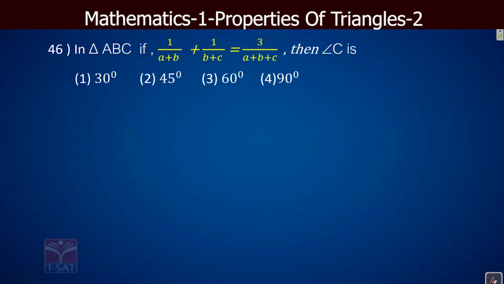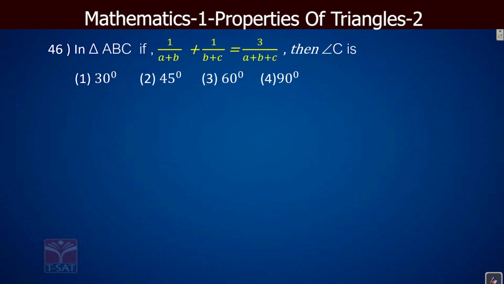46. In triangle ABC, 1 by (a + c) + 1 by (b + c) equal to 3 by (a + b + c). Then angle C is: 1) 30 degrees, 2) 45 degrees, 3) 60 degrees, 4) 90 degrees. This is of course EAPCET 2013. I think this problem is repeated, but I told you the converse is also true.